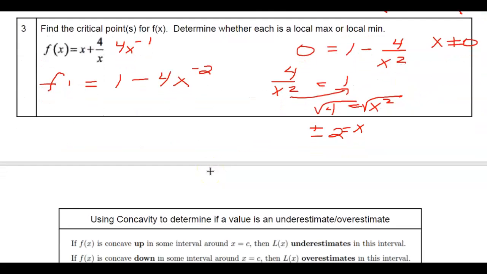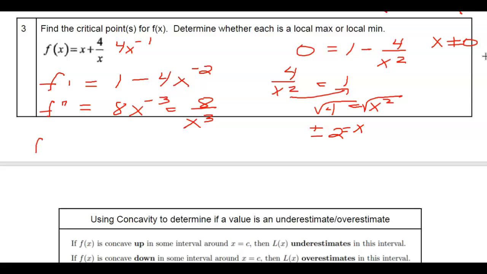So what I want to do is find our second derivative. Now, typically, 0 wasn't defined for the original. 0 is not defined for the first derivative, and 0 won't be defined for the second derivative. So 0 is not in the domain, okay? So it can't be a max or a min. So my second derivative is going to be another power rule. So I get positive 8x to the negative 3, which is 8 over x cubed.